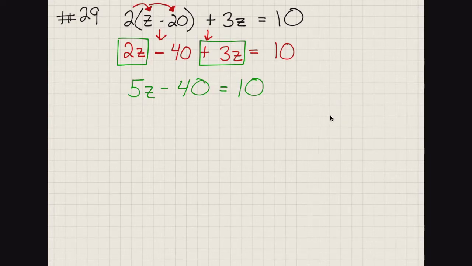Reagan, you're going to add 40 to both sides. I am. I'm going to add 40 to both sides. And I see that my 40s on the left-hand side kind of cancel out.